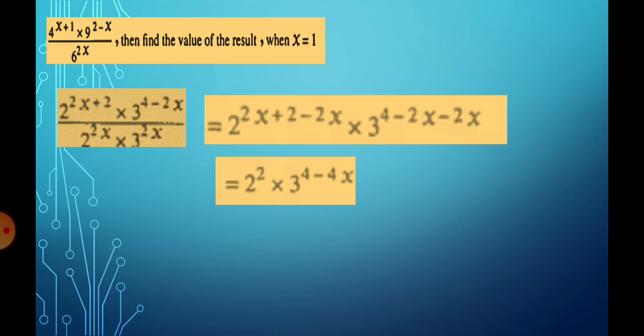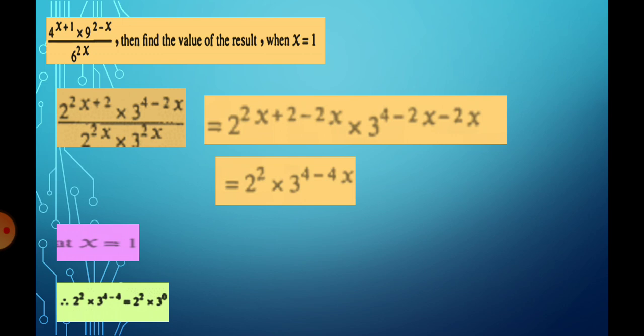Then we find the numerical value at x equals 1. It will be 4 times 3 to the power 0. It will equal 4.